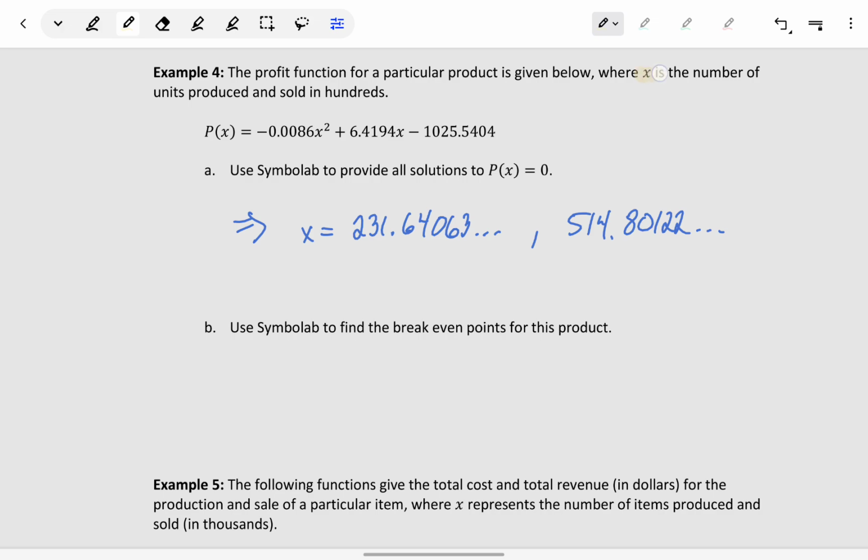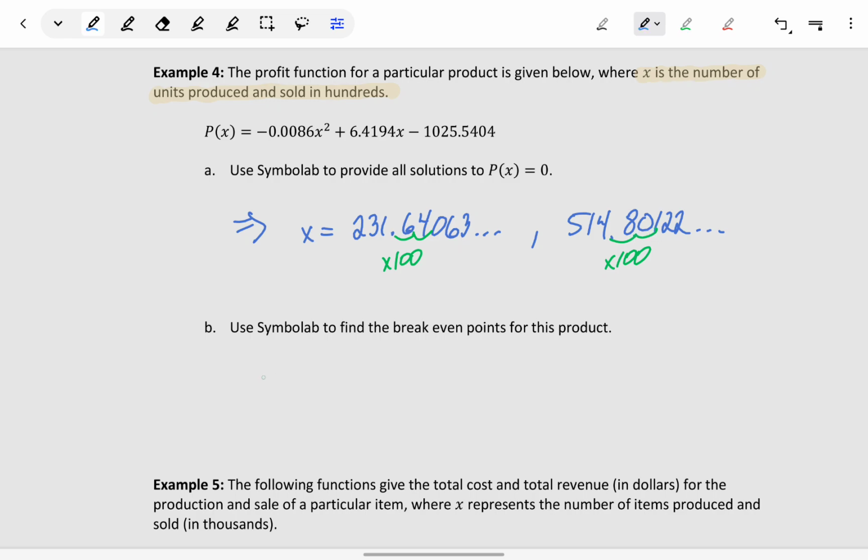We're told in the problem that X is the number of units produced and sold in hundreds. That means we need to take each of these values times 100 to get the real world practical value that that number represents. So in this case, we would take that decimal place in each number and move it to the right twice, since we're multiplying by 100.